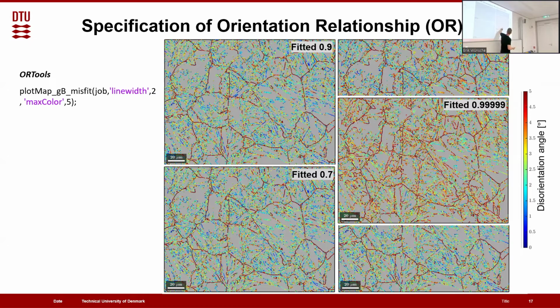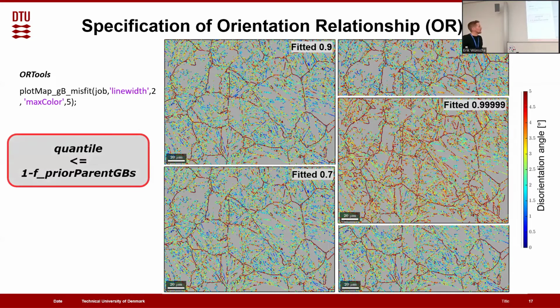Because suddenly we also take, let's say, the parent boundaries into account, which are not part of the orientation relationship. And usually a good value, if you want to do your own reconstruction, is to choose the quantile smaller or equal to 1 minus the estimated fraction of the prior parent grain boundaries. Here, for example, we can maybe say it's less than 10% because we have a lot of internal structure. Therefore, apart from this one, of course, all these values give a quite nice orientation relationship. But if you have almost no internal structure and very small parent grains, you probably need to use a smaller quantile value to actually get a nice orientation relationship.